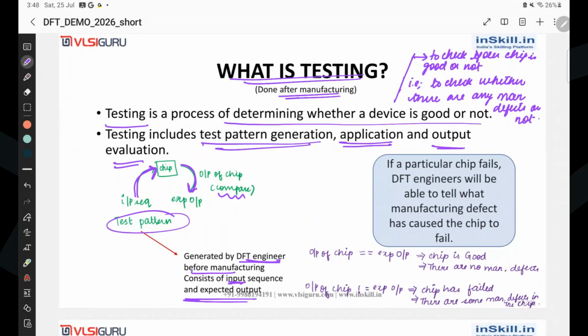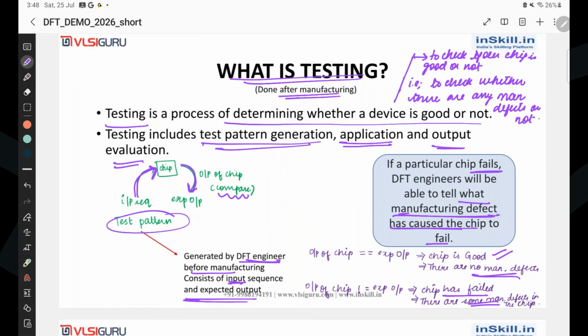So the output of the chip will be compared with the expected output. If it is equal to the expected output, it means that the chip is good, there are no manufacturing defects. If it is not equal to the expected output, it means that the chip has failed, there are some manufacturing defects in the chip. If a particular chip fails, DFT engineers will be able to tell what manufacturing defect has caused the chip to fail.